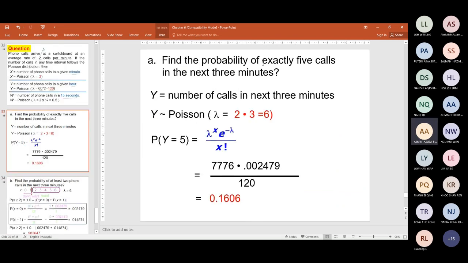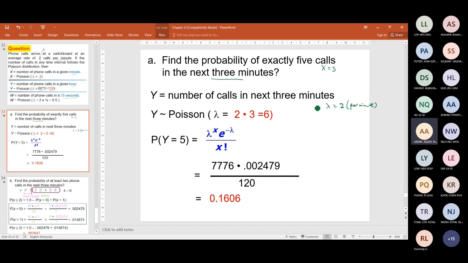So the question, find the probability of exactly 5 calls. This is x equal to 5. Exactly 5 calls. We use y here, so that's method as a y. In the next 3 minutes. Okay. So in the next 3 minutes, we know from the previous question, per minute is 2, right? We know that lambda is 2. This is per minute.